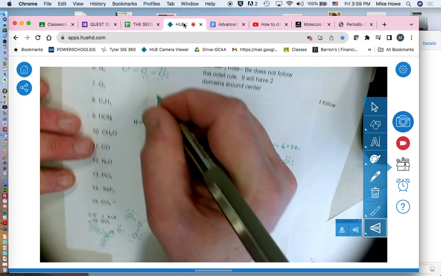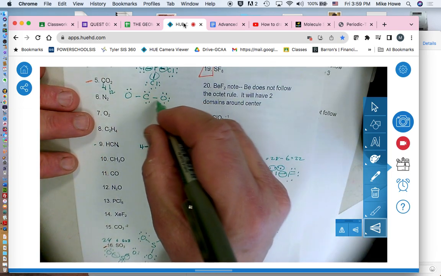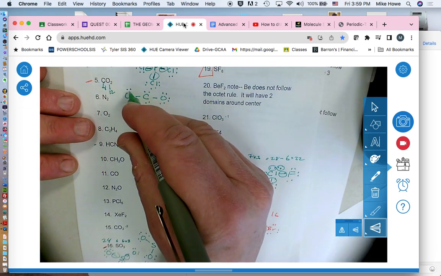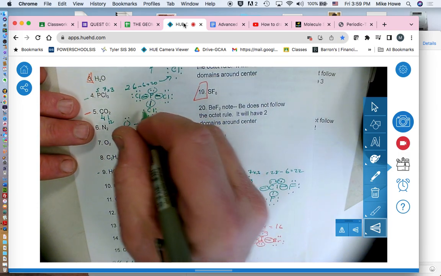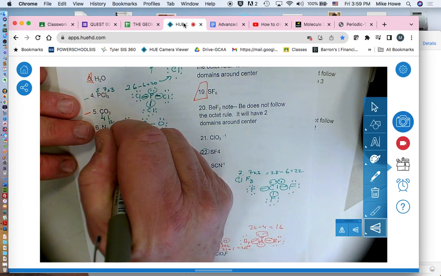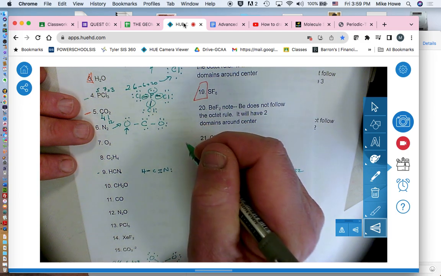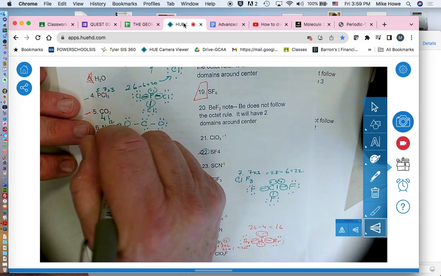I'm out of dots. Oops. 1, 2, 3, 4, 5, 6, 7, 8, 9, 10, 11, 12. Apologize for getting off the screen there. So I need 2 more dots here. I need 2 more dots here. So I do not have them. I am 4 short.